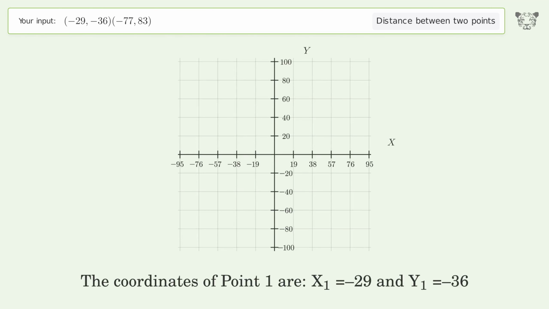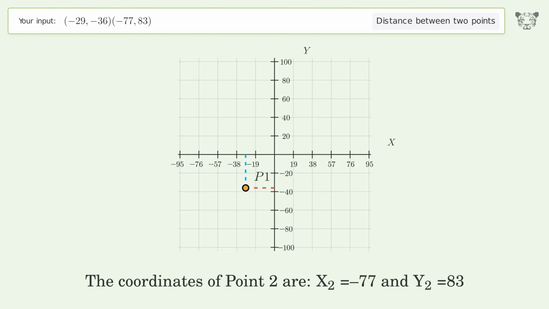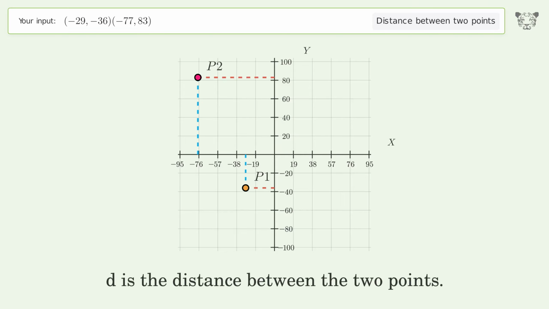The coordinates of point 1 are x1 equals -29 and y1 equals -36. The coordinates of point 2 are x2 equals -77 and y2 equals 83. D is the distance between the 2 points.